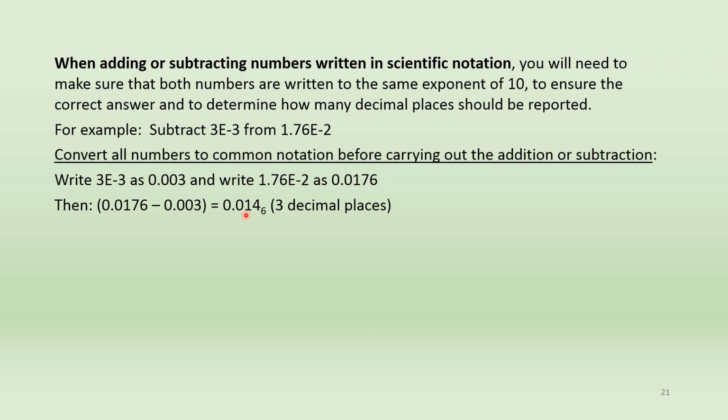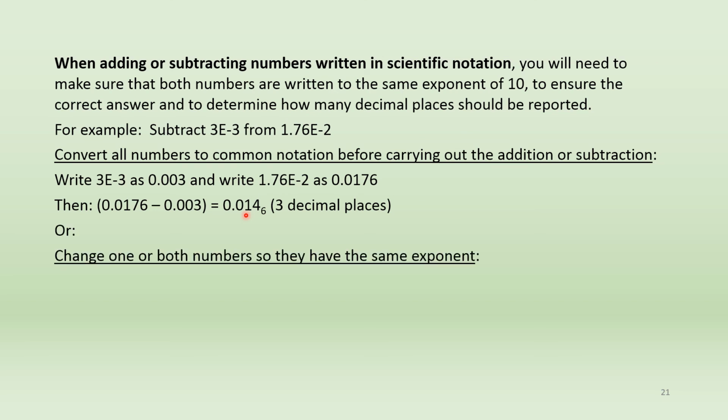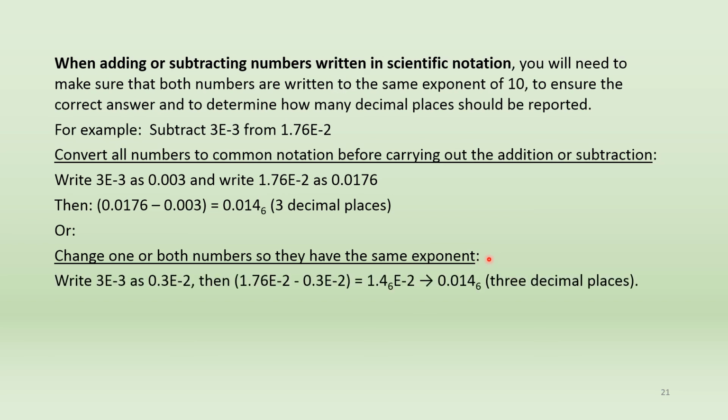If you had a lot of zeros or a lot of decimals, this might be rather awkward, converting to common notation. The other approach would be to change one or both numbers so they have the same exponent. Let's try this again. We could write 3e-3 as 0.3e-2, because by moving the decimal one place to the left, we could then increment the exponent by plus 1 unit. And now this has the same exponent as the other number, which is 1.76e-2.